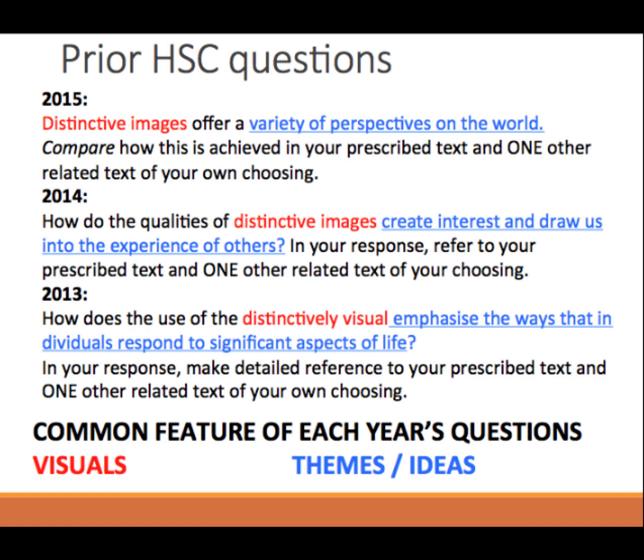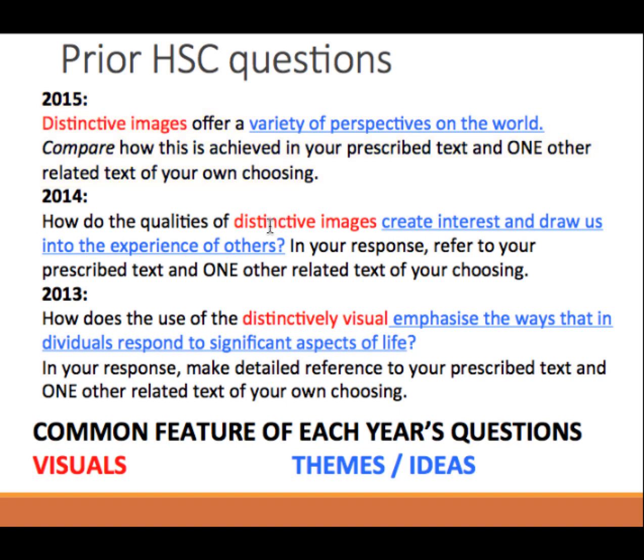The 2015 question says this: distinctive images offer a variety of perspectives on the world. Compare how this is achieved in your prescribed text and one other related text of your own choosing. Here in red, we've obviously got the distinctive images, so that's the key evidence that we are required to show, and we have to talk about them through how they offer a variety of perspectives on the world. Now for us, this may be a perspective on friendship, or a perspective on war, or a perspective on reconciliation.